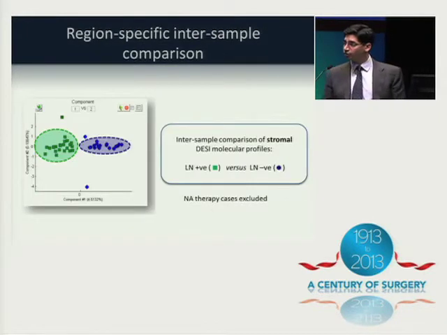To illustrate this point, this is some interesting preliminary analysis that we've performed looking just at stromal profiles according to lymph node status. The striking feature here is the excellent separation and clustering of samples based on stromal lipid biochemistry and according to lymph node status, and this has significant translational potential.